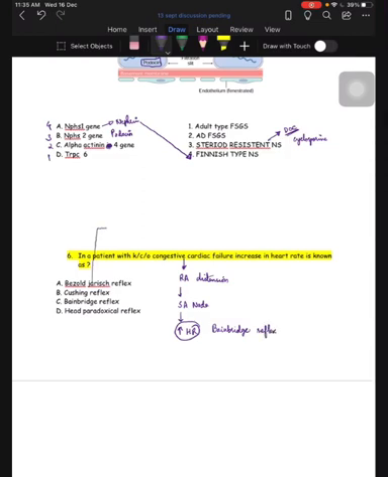Now we have the Bezold-Jarisch reflex. In patients with MI, the infarcted tissue releases serotonin, 5-HT, and this serotonin causes a decrease in heart rate. The Cushing reflex is seen in head injury, and it also causes a decrease in heart rate. Head's paradoxical reflex is a respiratory reflex seen in newborns to expand the lungs, where prolonged inspiration promotes more inspiration.